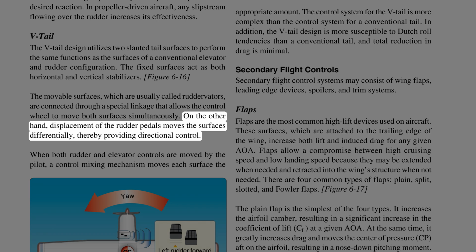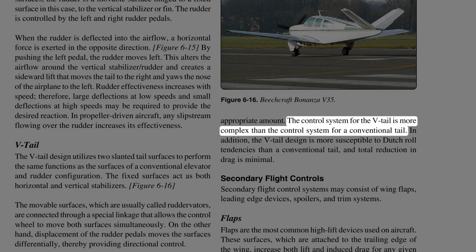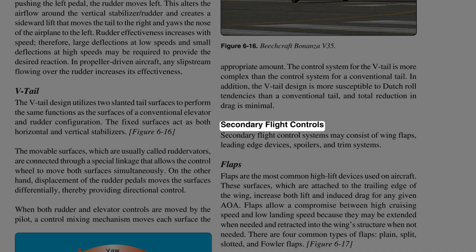On the other hand, displacement of the rudder pedals moves the surfaces differentially, thereby providing directional control. When both rudder and elevator controls are moved by the pilot, a control mixing mechanism moves each surface the appropriate amount. The control system for the V-tail is more complex than the control system for a conventional tail. In addition, the V-tail design is more susceptible to Dutch roll tendencies than a conventional tail, and total reduction in drag is minimal. Secondary flight controls.